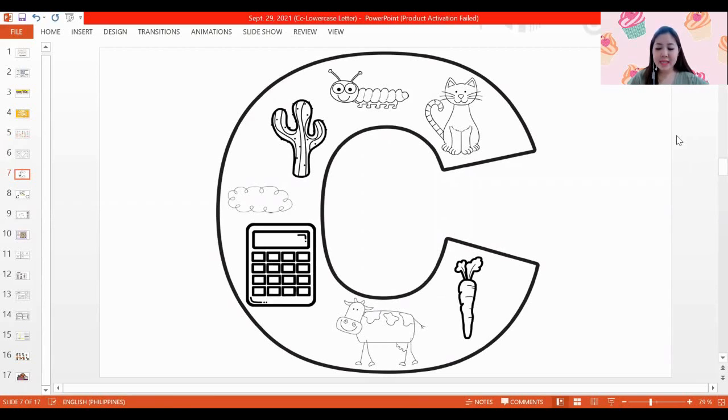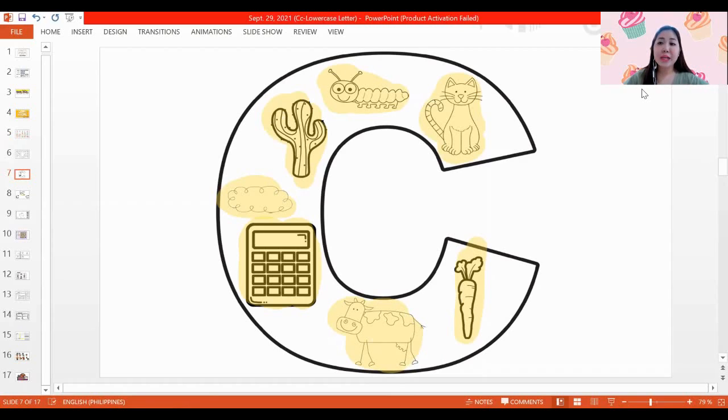We have C is for cat. We have letter C is for caterpillar. C is for cactus. C is for cloud. C is for calculator. C is for cow. And lastly, we have C is for carrot. All of these pictures begin with the letter C.